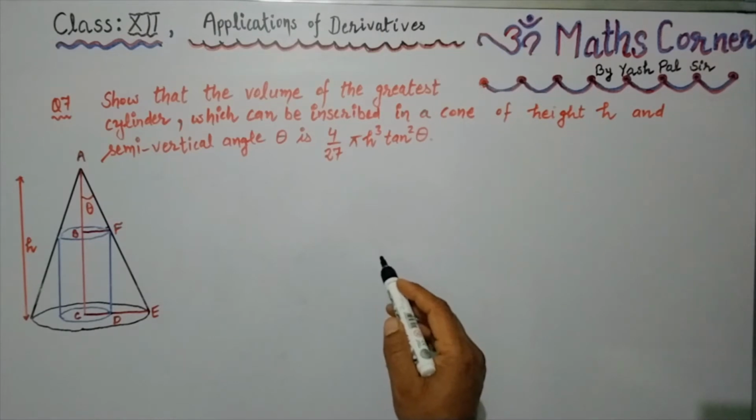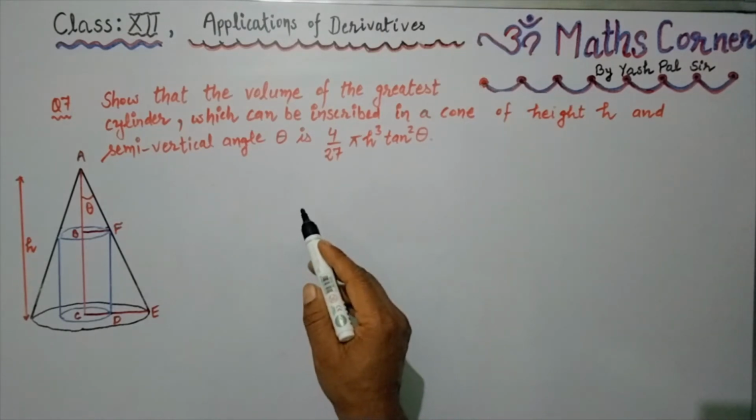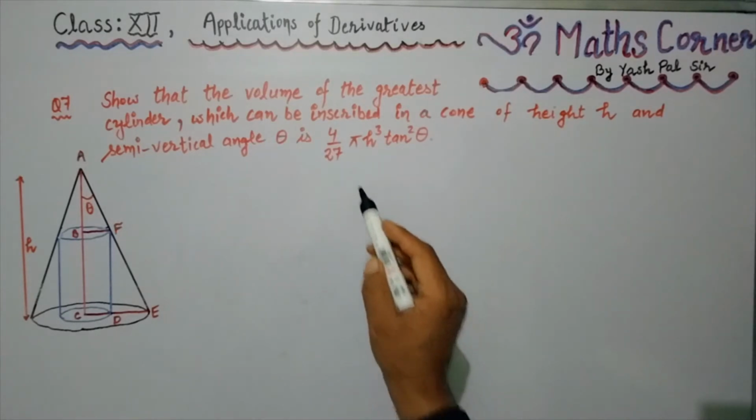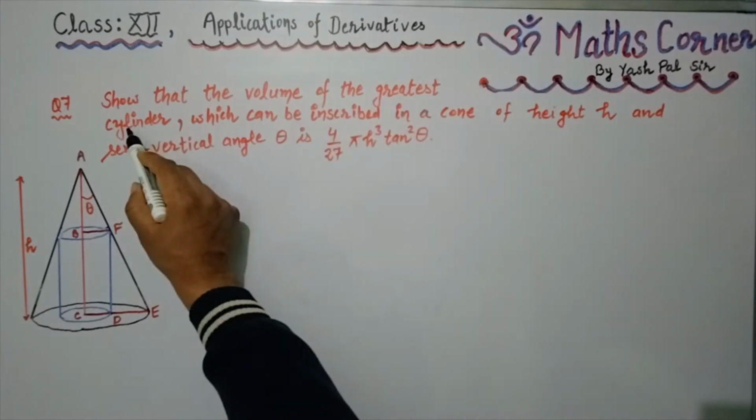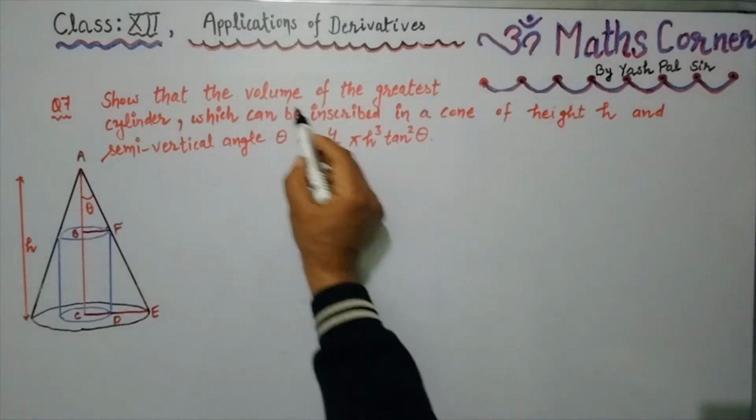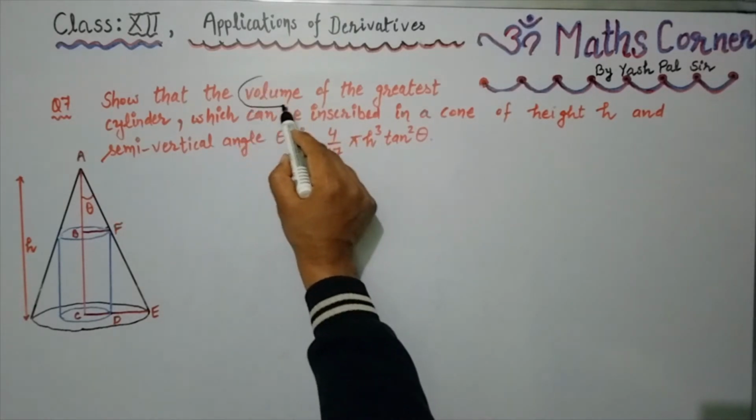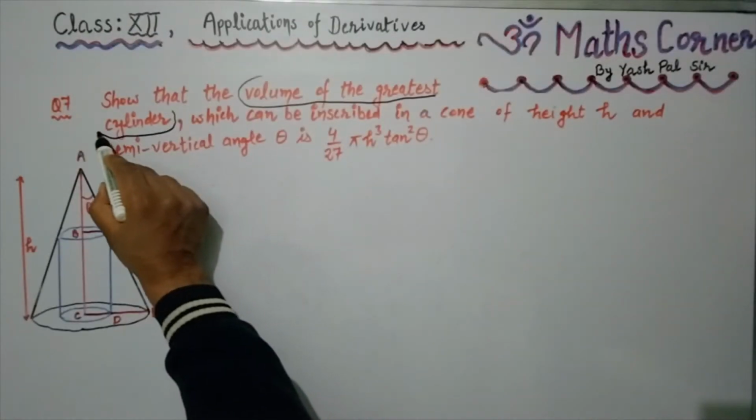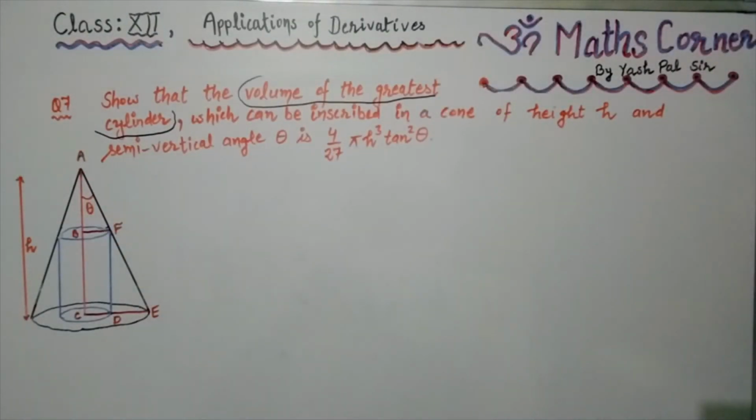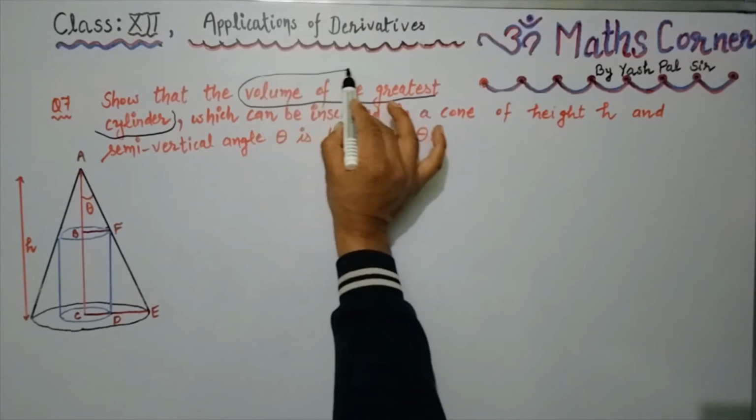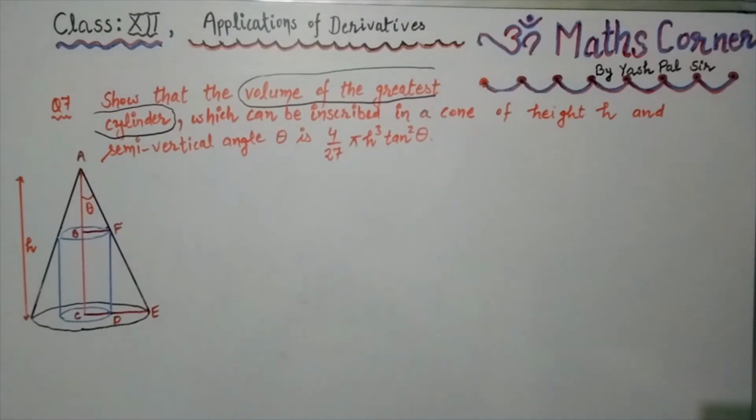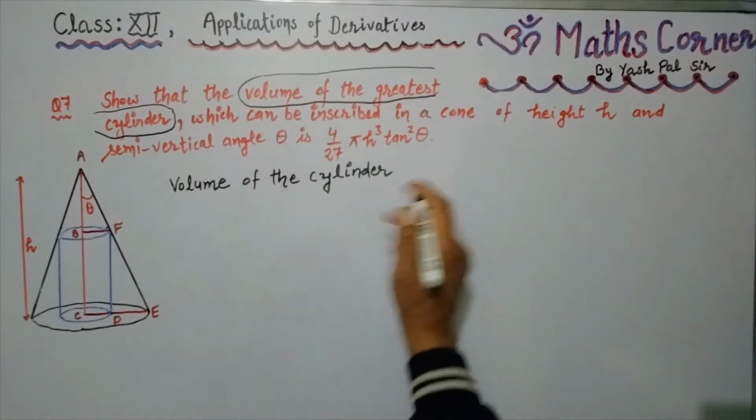Now we have to search the word with which we have to apply the double derivative test to find the maximum or minimum value. Here greatest word is written with volume of the cylinder. Volume of the cylinder. Right? So it means on volume of the cylinder we are going to apply double derivative test. So what is the formula?